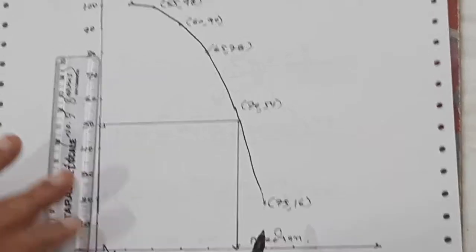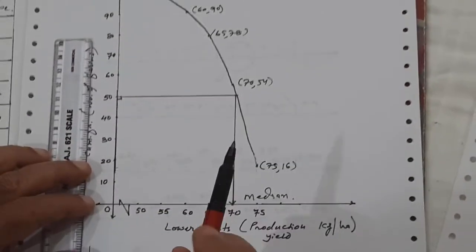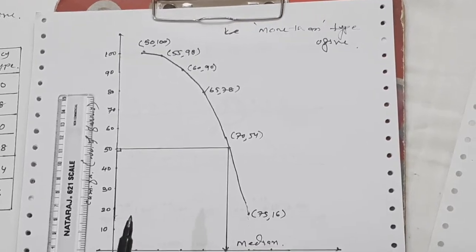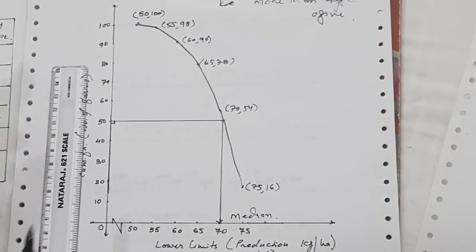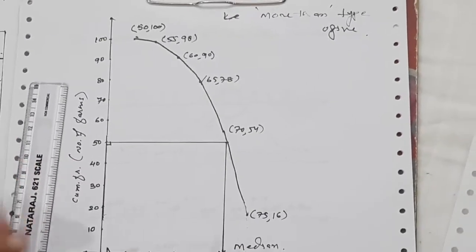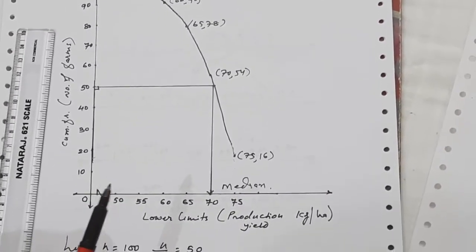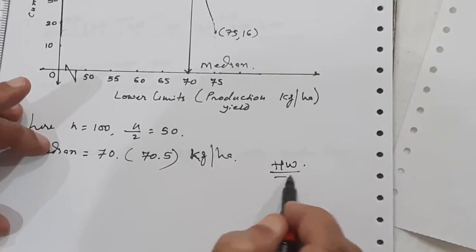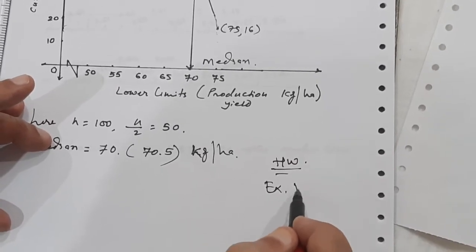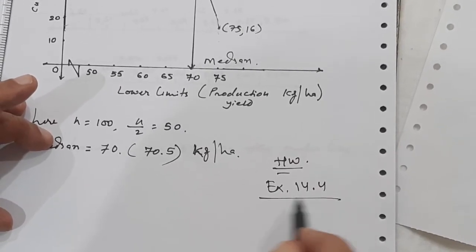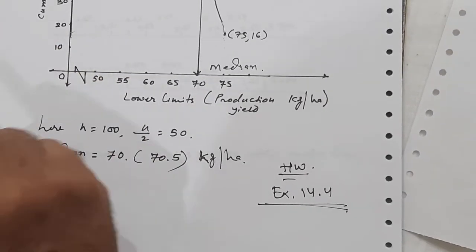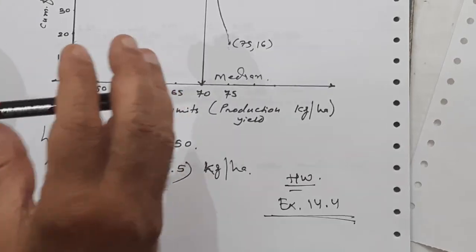In the next video, I will be showing you how to draw both the ogives together and how to find the median. One or two more questions I will show you, and we'll complete this exercise. Homework: you can do exercise 14.4. Draw this one and show me on your WhatsApp. Okay, bye bye, thank you.